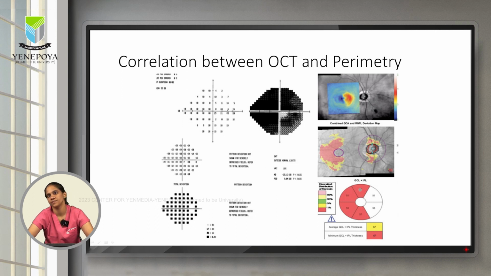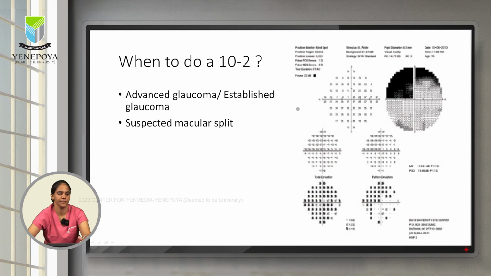If you look here, there is so much loss in this area, same corresponding area loss is there here also, thinning, everything is there here also. Thinning here and loss of field here, right? Finally, a 10-2. When do you do a 10-2? A 10-2 is going to talk about your central 10 degrees, like I said. You do it only in advanced glaucoma or established glaucoma and when you suspect a macular split.